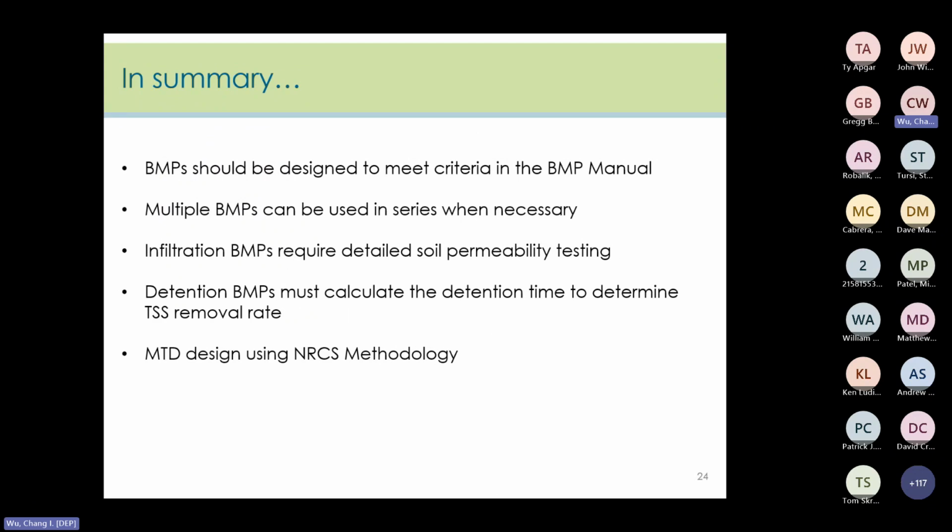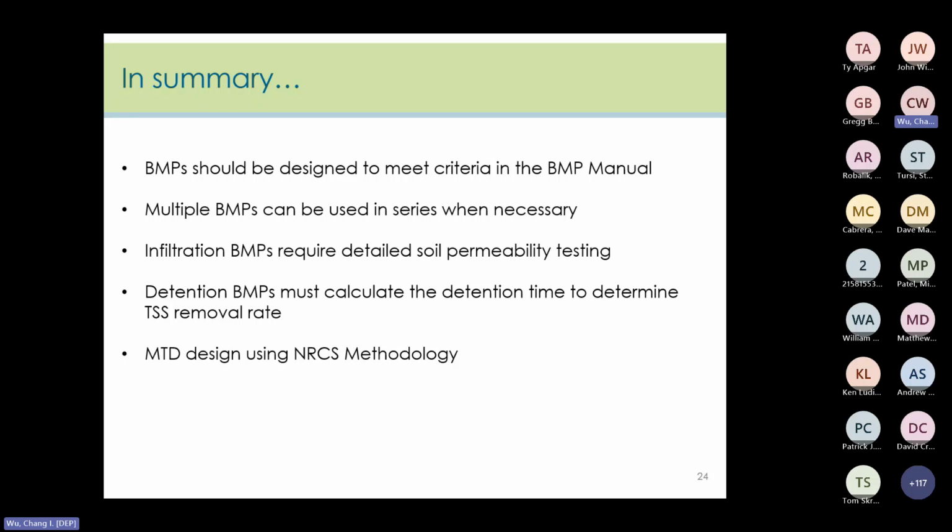So in summary, for the BMP design, BMPs should be designed to meet the criteria in the BMP manual. Multiple BMPs can be used in series when necessary, but in chapter 4 of the BMP manual there are some limitations. Please check it out. Infiltration BMPs require detailed soil permeability testing, which is being emphasized, and we cannot say it enough: soil permeability rate testing is very important for infiltration BMPs.